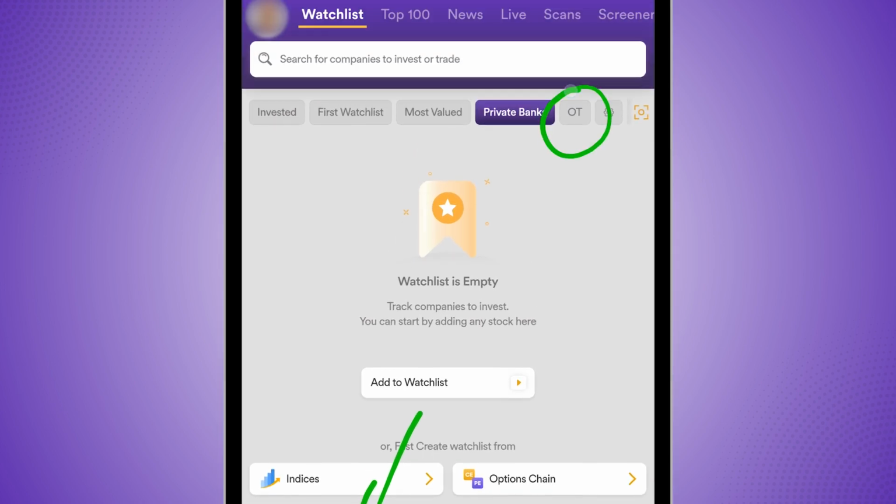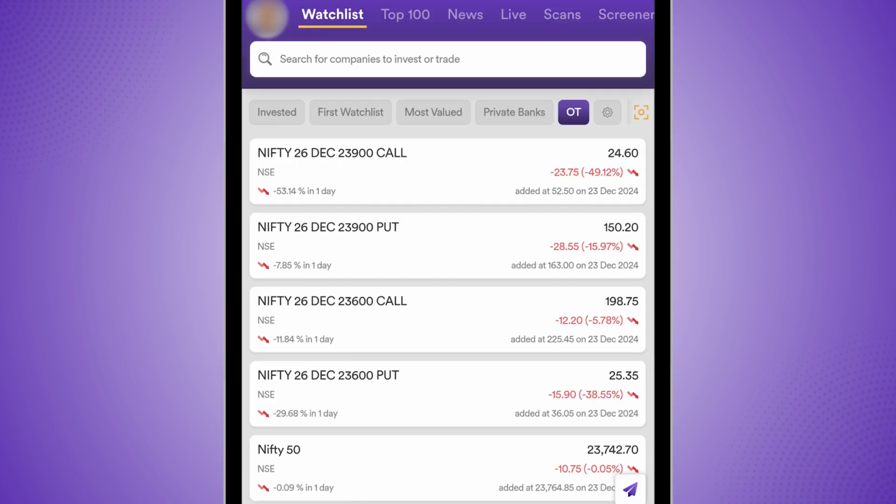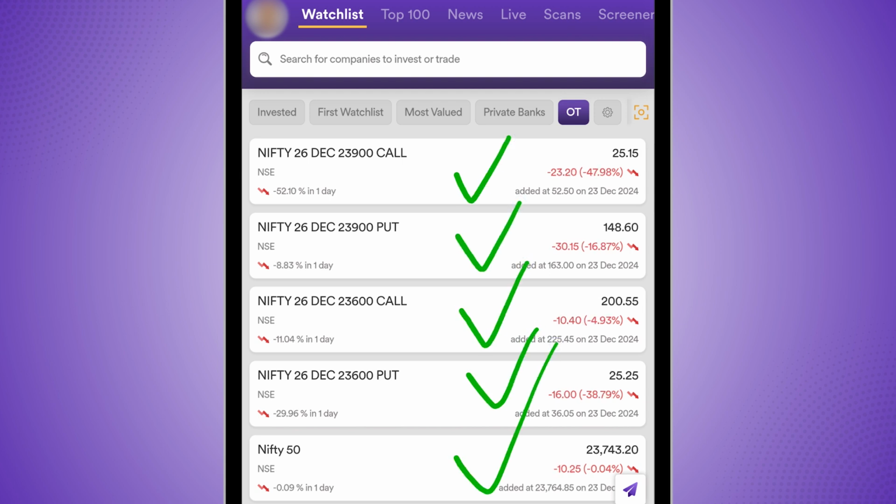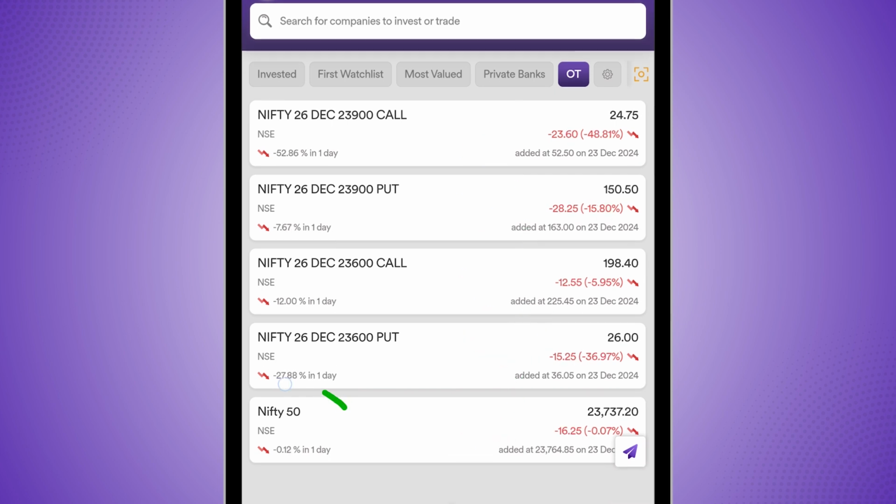Within the watch list, I have created a watch list where I have different Nifty contracts listed over here. So let's understand what these contracts are and how the option contracts are working from an option selling perspective. First up, we are taking the example of an index called Nifty. Nifty is the index of top 50 stocks in NSE.